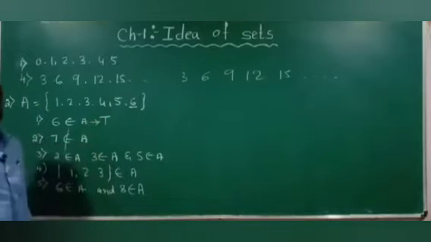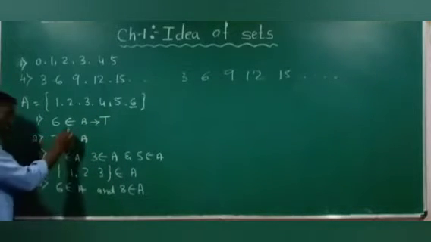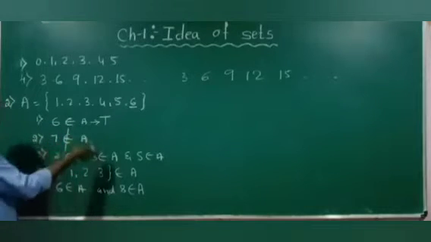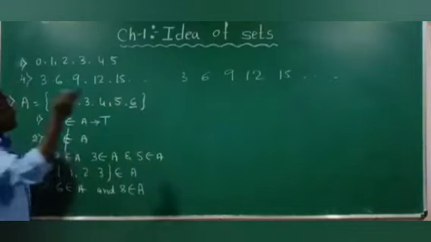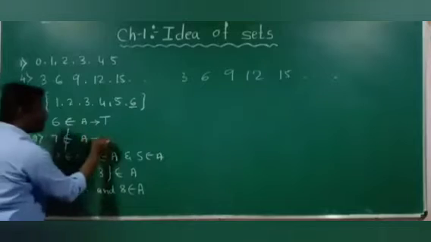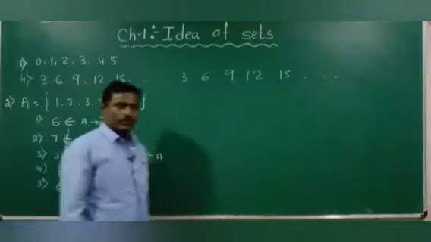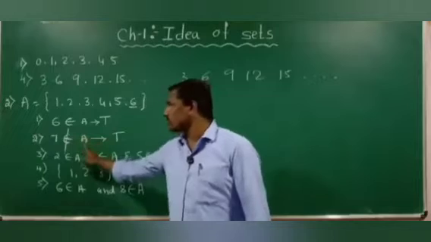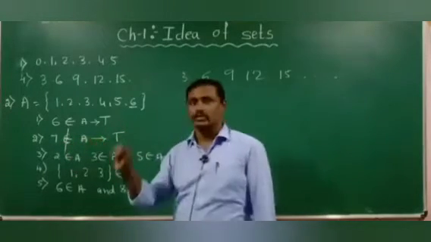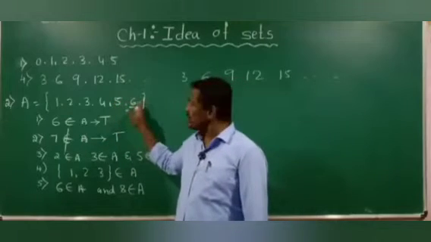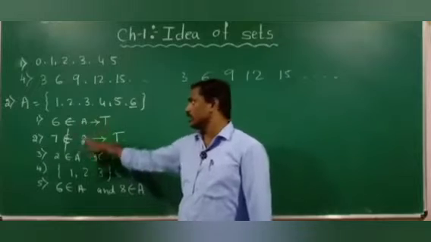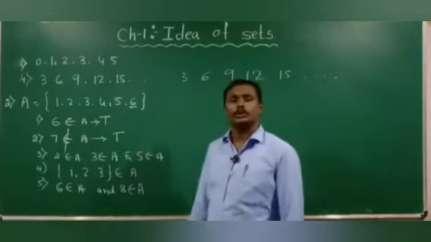Second one, 7 does not belong to A. This symbol indicates 7 is not a member of set A, because set A has only 6 elements here. So 7 is not an element of set A, which means this is also a true statement. We don't have 7 in set A, so 7 is not a member of set A. That's why the second statement is true.